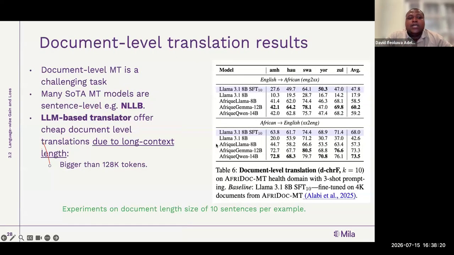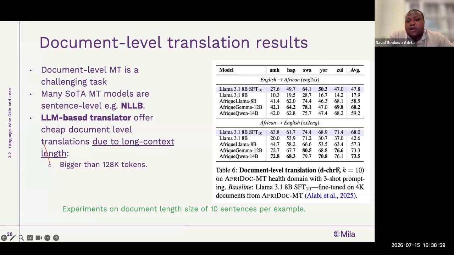So we also extend this to document translation. Document-level machine translation is a challenging task, and many of the SOTA models are sentence-level based. So here we try to see the performance of our model, because our model has a bigger context window, let's say 128K. So we could do few-shot experiments. We use the AfriDoc-MT by Jesujoba Alabi to do this experiment.